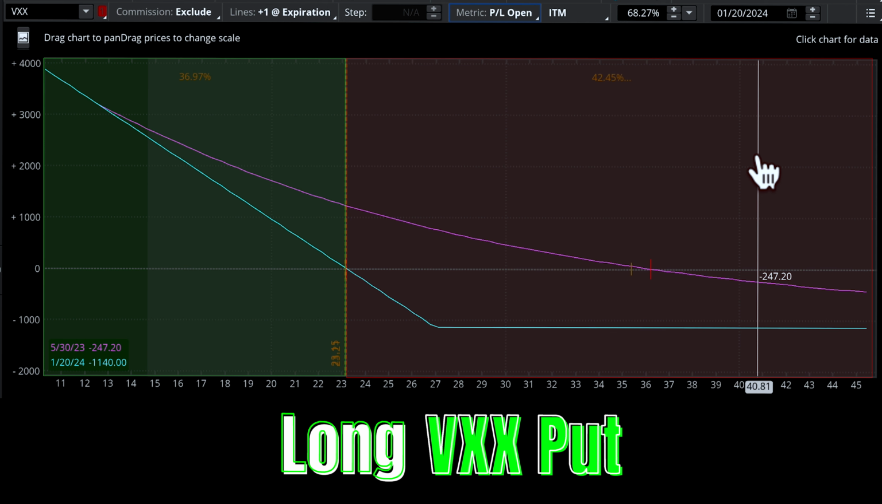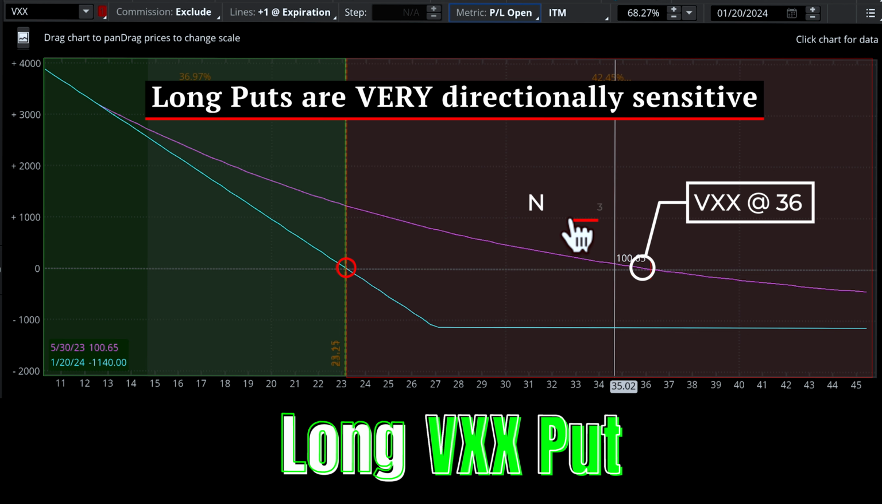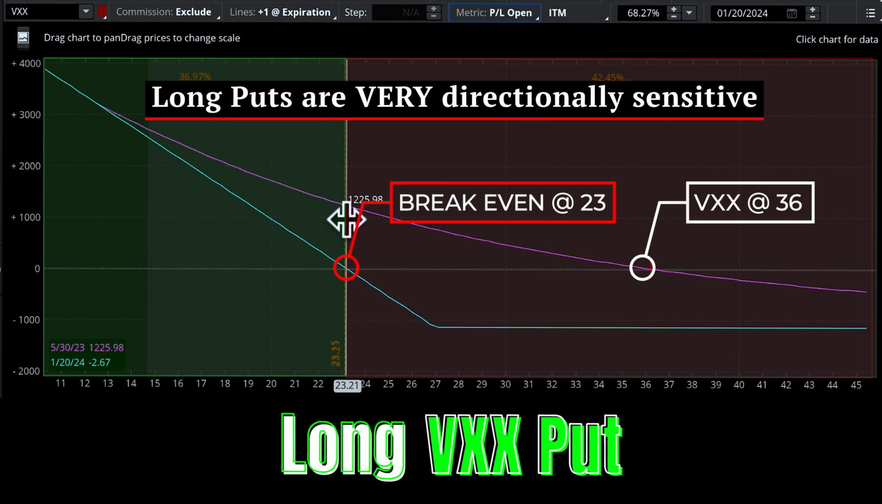But now let's talk about the 2 main disadvantages here, and these are big ones. First, with long put options, you have to nail your directional prediction perfectly. This trade costs a premium to open it, meaning you have to get the direction right and you have to overcome that upfront premium. With VXX around 36 right now, it has to go all the way down to about $23 just to break even at expiration. That's a massive upfront cost to overcome, and you have to be directionally right in a big way.